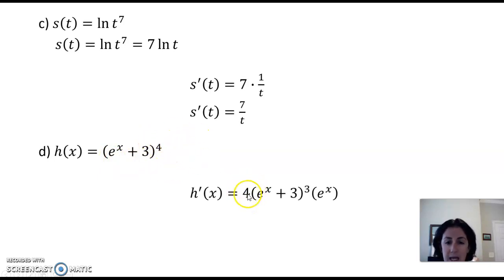So this is my n times I to the n minus 1 times I prime. So bring the 4 down, leave the inside function alone, take 1 away for the new exponent, and then multiply it by the derivative of the inside function, which is just going to be e to the x. Or when we pretty that up, we'll have 4 e to the x times e to the x plus 3 all to the 3rd. Don't forget about that power chain rule.